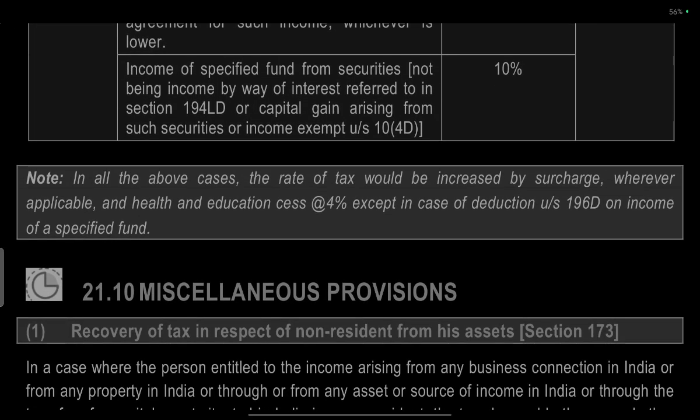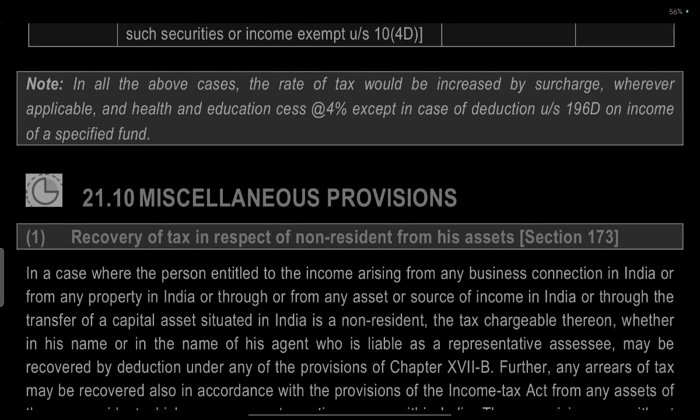The base rate has been increased by surcharge. However, the applicable health and education cess is 4%, except for the deduction under section 196D in the case of a reserve fund.